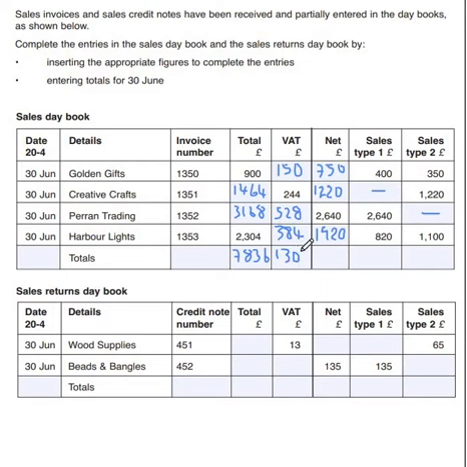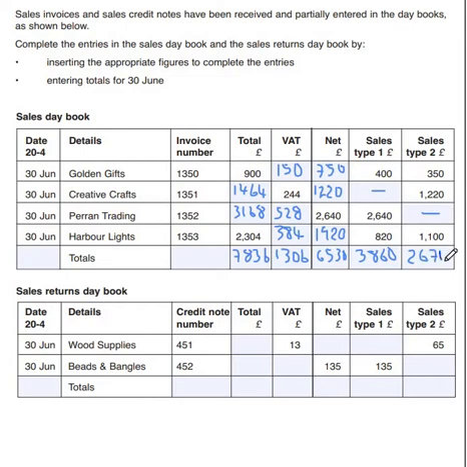Total our net column, £6,530. We total our sales type 1, which comes to 3,860. And we total our sales type 2, which comes to £2,670.